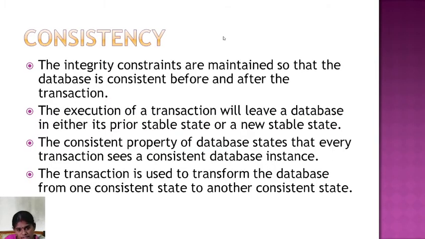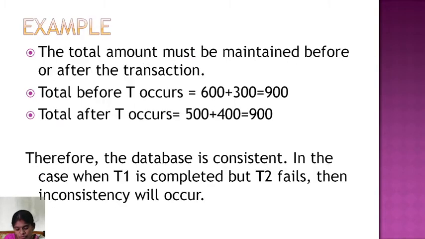Next one is consistency. So what does consistency mean? The integrity constraints are maintained so that the database is consistent before and after the transaction. So what does consistent mean? Once I make the changes completely, only then is the database value changed. There is one consistent state to another consistent state defined. So that is consistency.